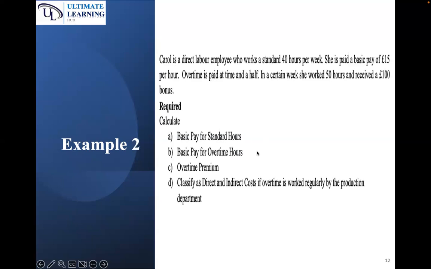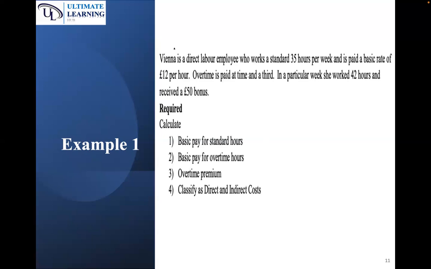These are a couple of examples that will lead us to calculations of the basic pay of the employee, the overtime premium, the basic overtime, and any allowances. So let's take a short break, and in the next session, we will look at that.